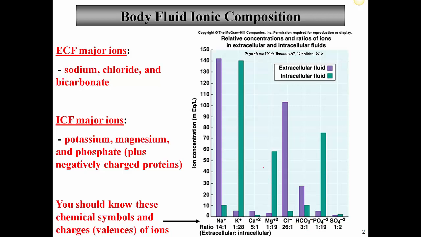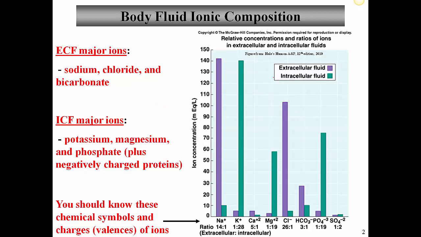So with that little bit of introduction, let's take a look at the graph and see where we find these ions in the body. First of all, we said before that the extracellular fluid ions are represented by the purple bars, and the most significant ions in the extracellular fluid include sodium, a big bar over here, chloride, and one over here that's bicarbonate. So as you see on the left side here, the major extracellular fluid ions in the body include sodium, chloride, and bicarbonate.